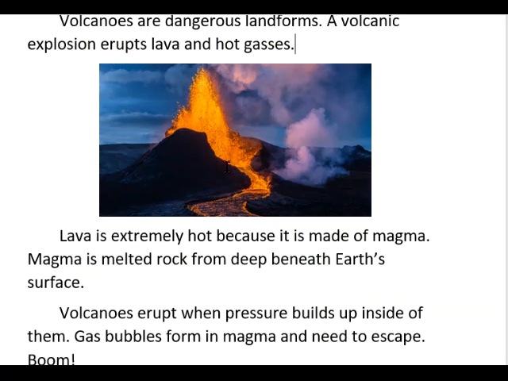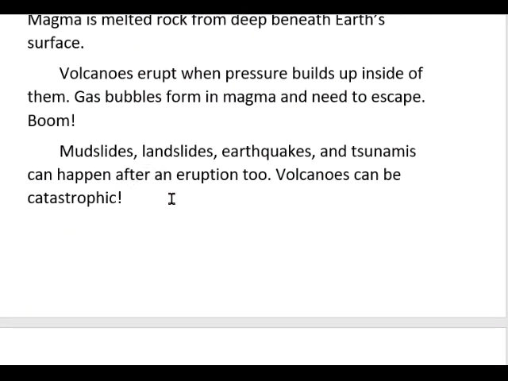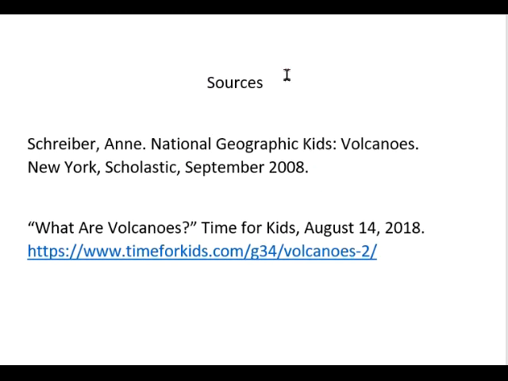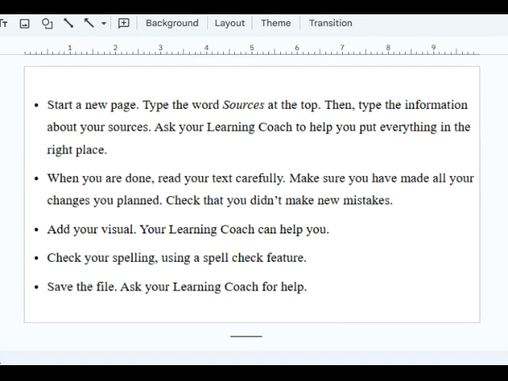So remember, down here when I got to the end of my report, I hit Control Enter, both of those buttons together. That made me a new page. I titled the page Sources, and then I did the same thing. I listed my sources, and I made sure there was a space between, and I made sure they were in alphabetical order. When you are done, read your text carefully.